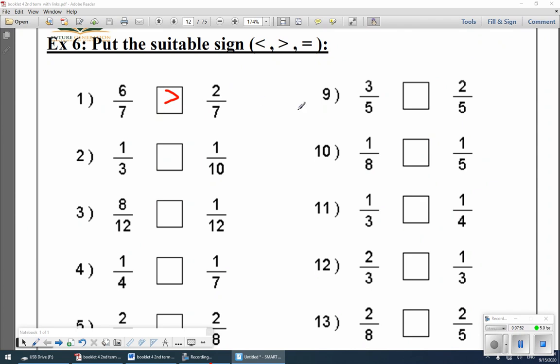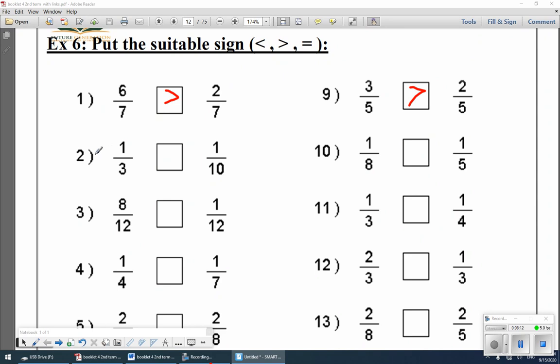Here I have 3 over 5 and 2 over 5. Also the same down number. When we have the same down number, we will go to the up number. Which one is greater, 3 or 2? 3 is greater, yes. So 3 over 5 is greater than 2 over 5.